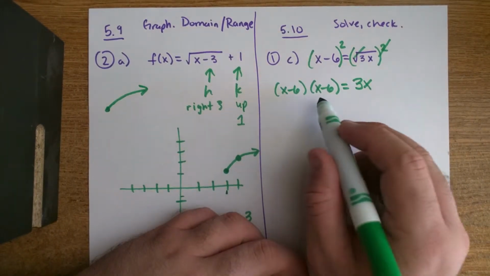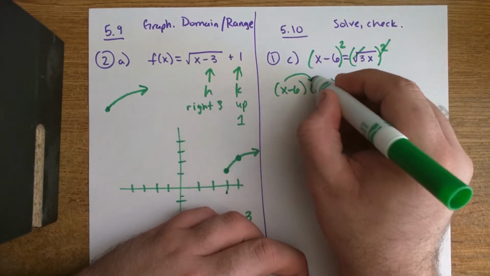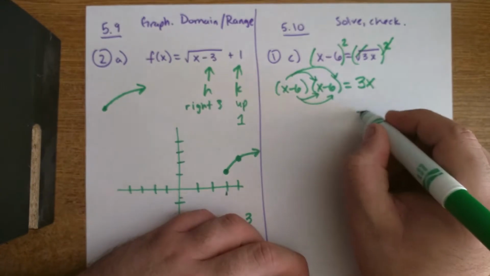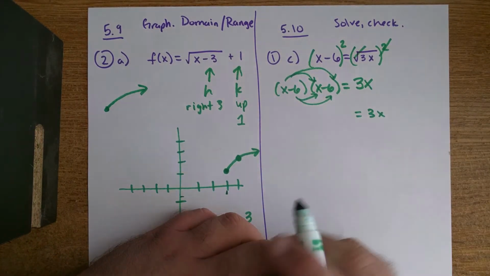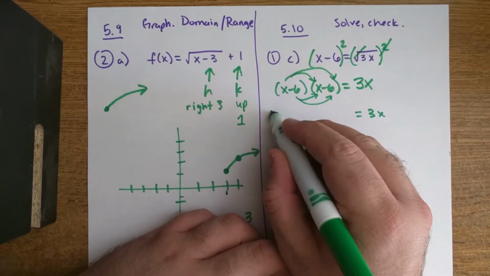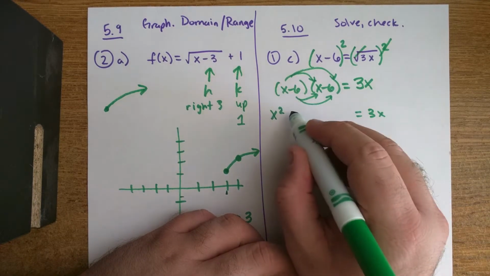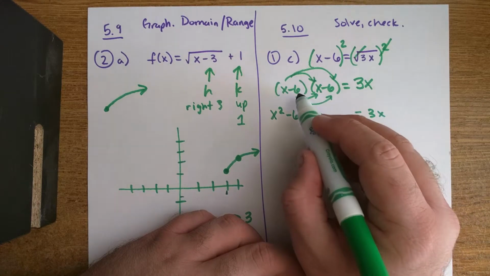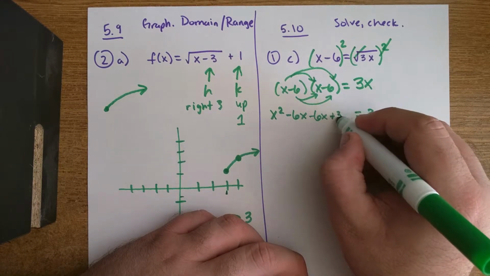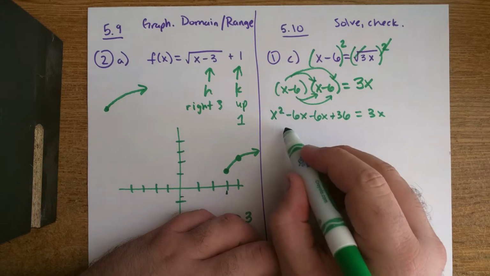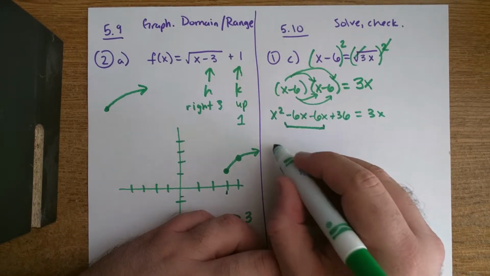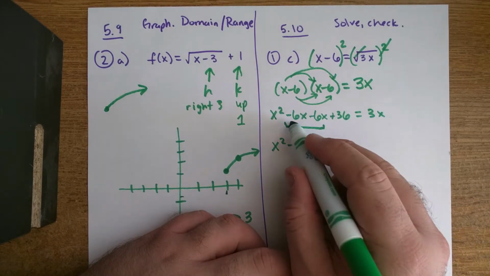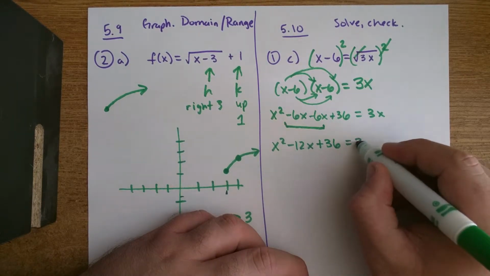But look at what you have here. You can FOIL this. Remember, FOIL. You just multiply these. So I'm going to make a little room here. We still have 3x on this side. Well, x times x is x squared. x times -6 is -6x. -6 times x is -6x. -6 times -6 is positive 36. Right here, I have like terms, which, -6 minus 6 is -12.